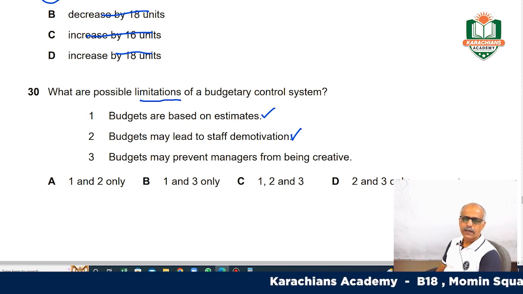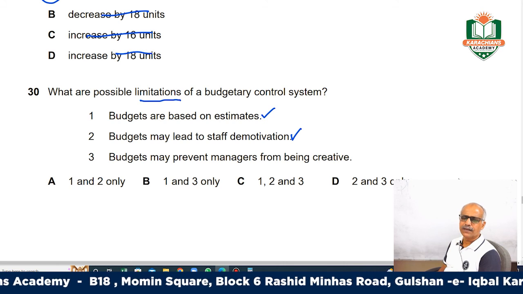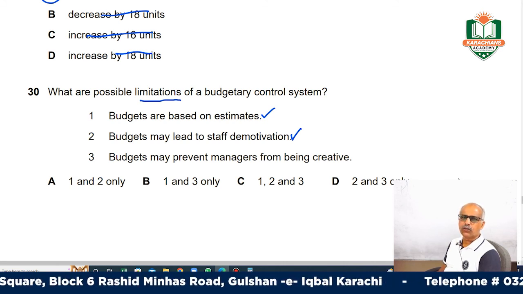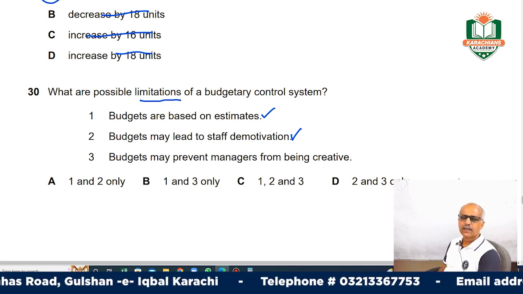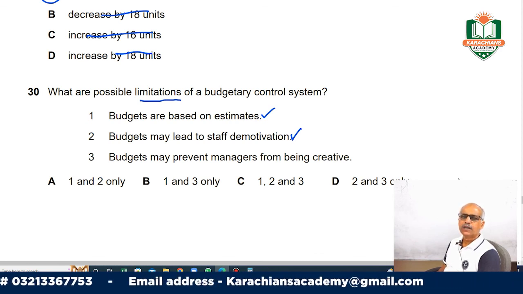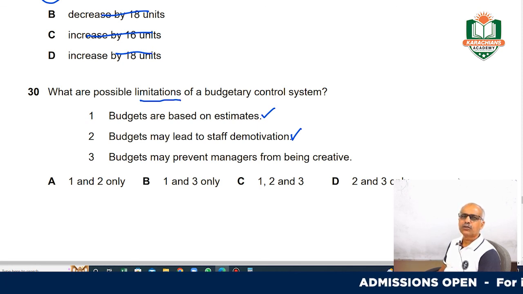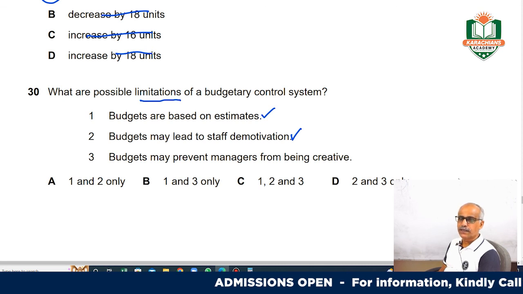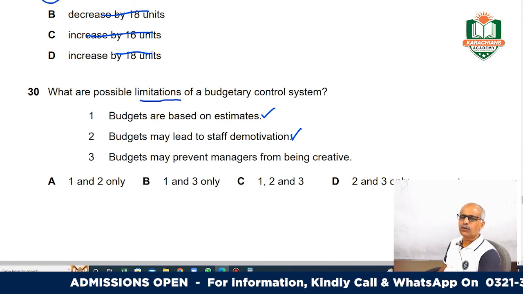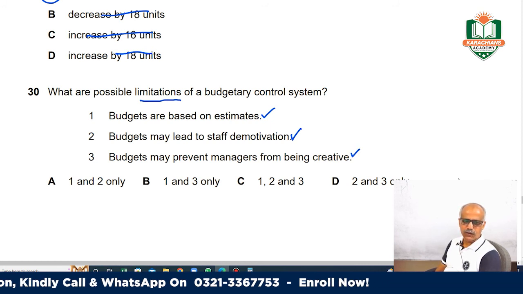Budgets may prevent managers from being creative. This is also partly correct, because when top management gives the budget to middle or lower management and it trickles down, people do not have creative ideas to generate. They have to stick to the budget, and their target is achieving the budget, not creation. So I think options 1, 2, 3 all are correct.